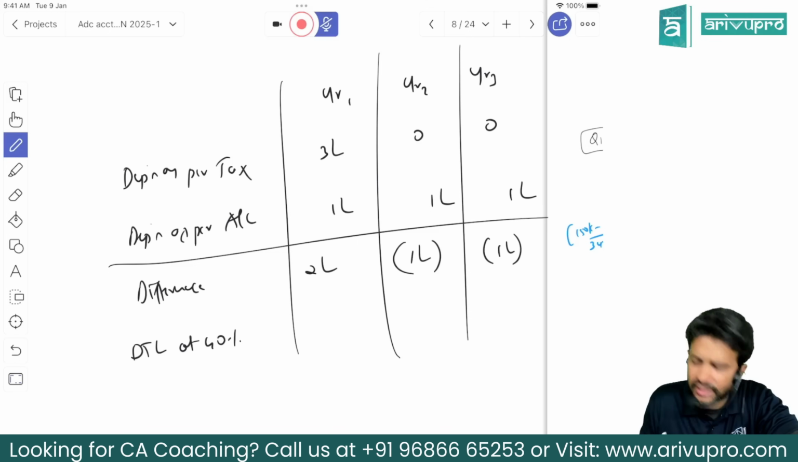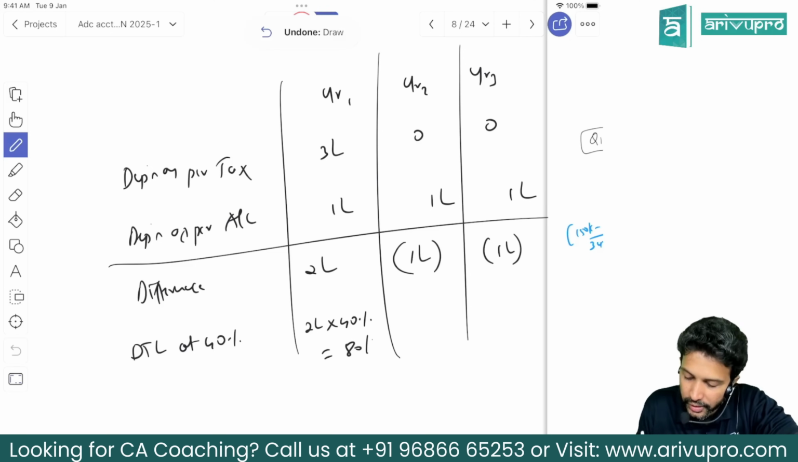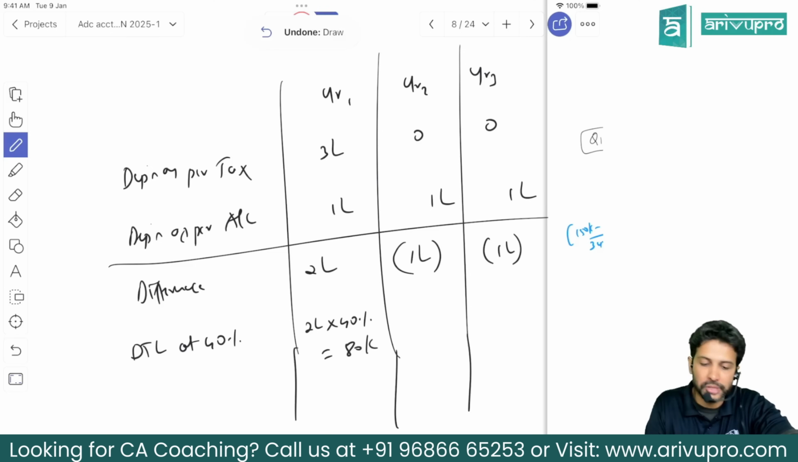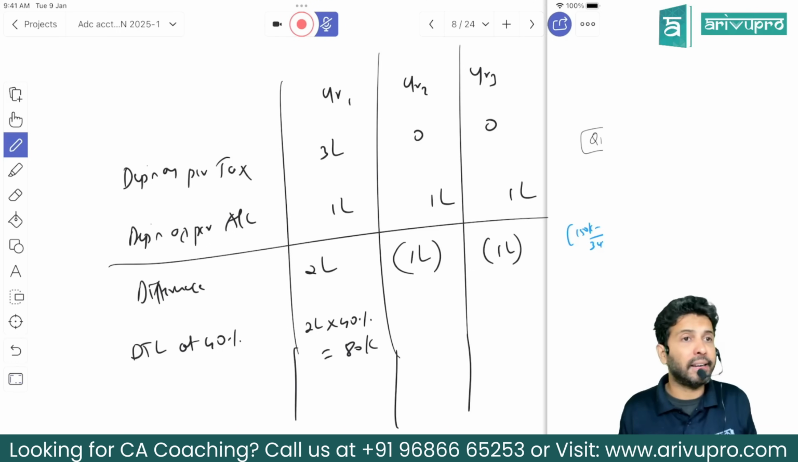At what rate? We'll take the same rate. Let's assume the tax rate to be 40%. So calculate how much it will be. 40% of 2 lakh, which is how much, sir? 80,000. Comfortable, everybody? Any problem or okay? Online also. One more scenario just to make sure that you have got it. I'm just bringing in the numbers. Done. Now we will use this approach and calculate DTL.